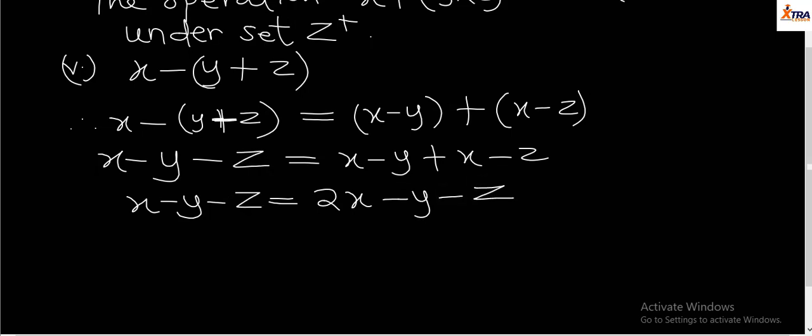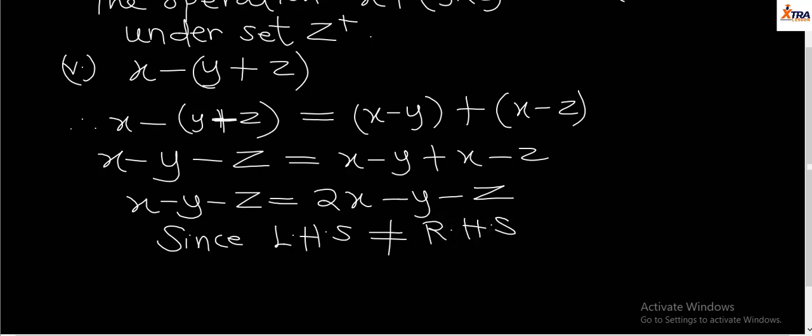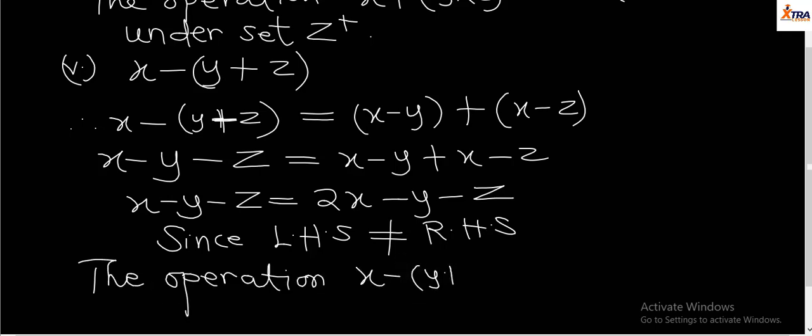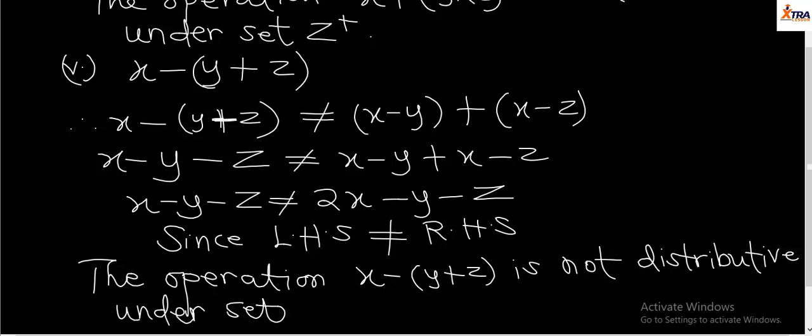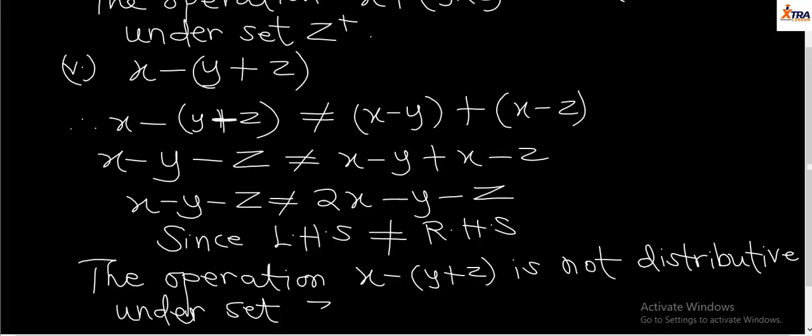minus z. So we know this is what we have, and then we realize that these two, the left hand side is not equal to the right hand side. So you can see, because this one has 2x and this one just has 1x, the left hand side is not equal to the right hand side, then the operation x minus y plus z is not distributive under set Z plus.